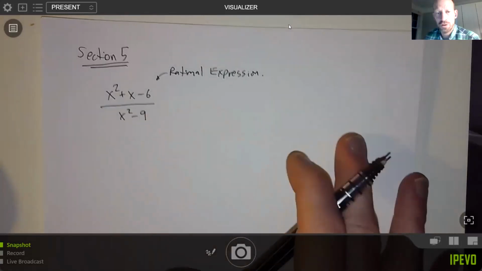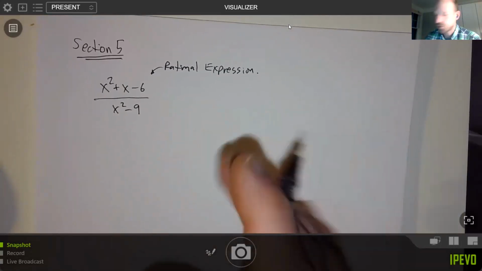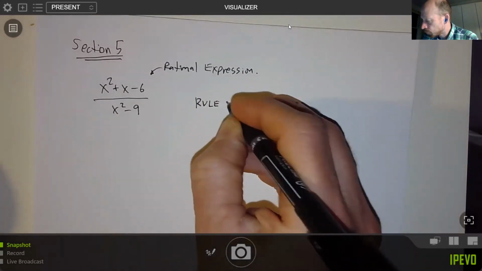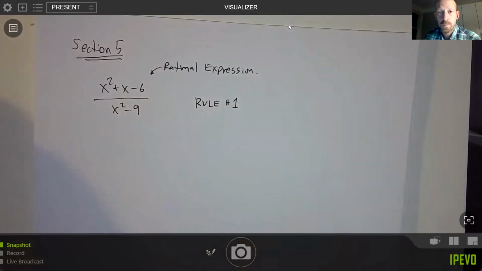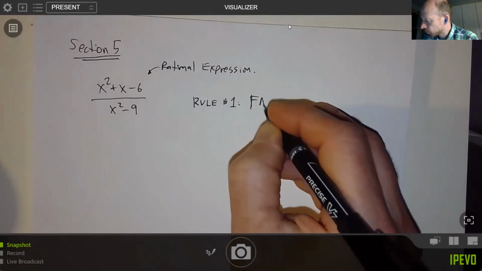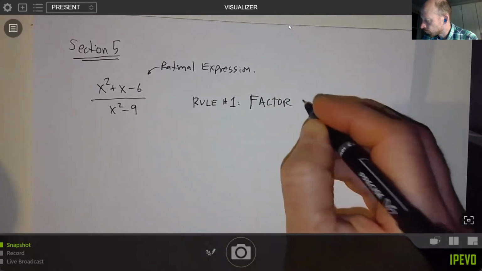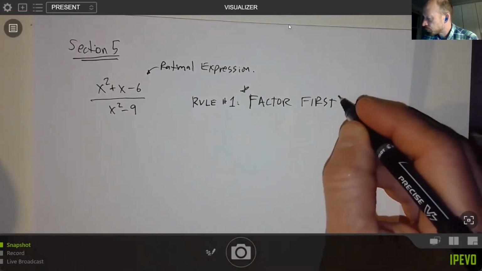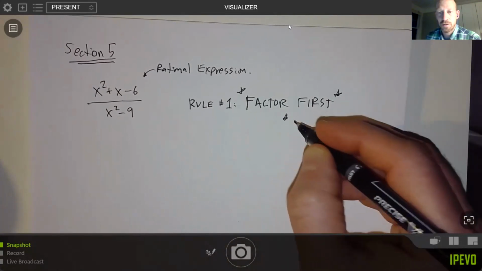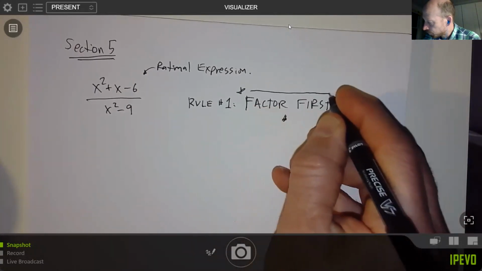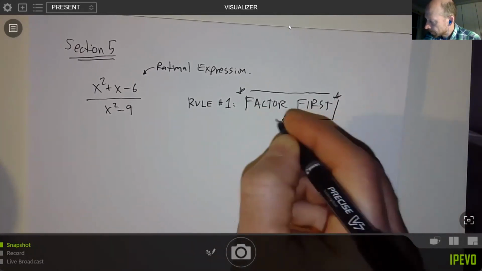The first rule here for all rational expressions, rule number 1: factor first. I'll even put little stars around that. That's how important that is. I'm not a star person in general, but there are times.